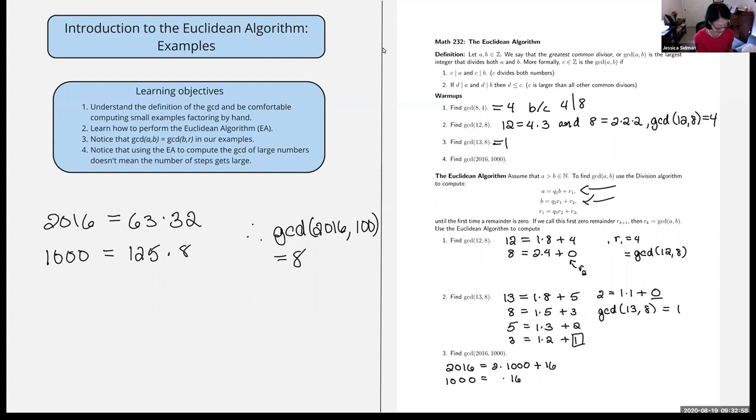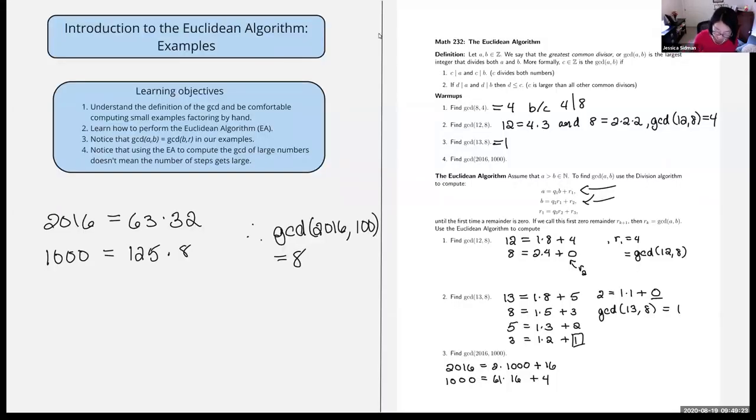1000 divided by 16 is, I think, let's say it goes in 61 times. And then 61 times 16 is equal to 976. So I get a remainder of 4. Let's see. Did I do this right? Hold on.